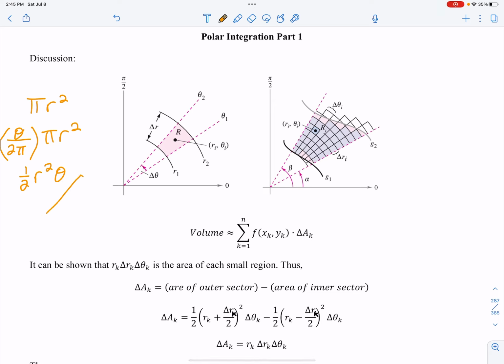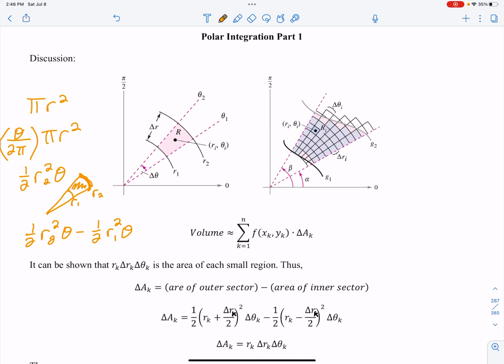So it'd be like a whole slice of pizza. If I wanted to figure out one portion, like this portion, let's call this R2 and this R1, I could take 1/2 R2 squared theta, and subtract the small circle out, which would be 1/2 R1 squared theta. They have the same theta, the angle's the same. You think about geometry there. And that would be my area of that piece.